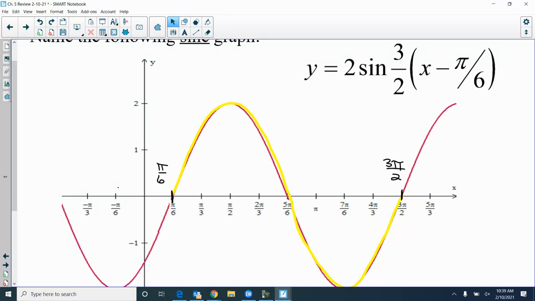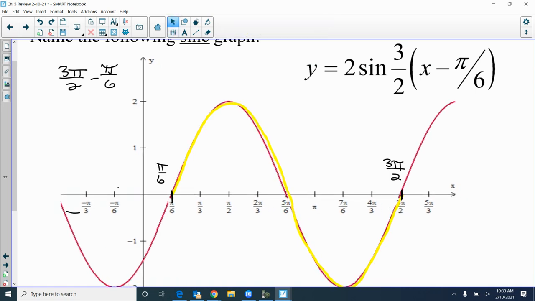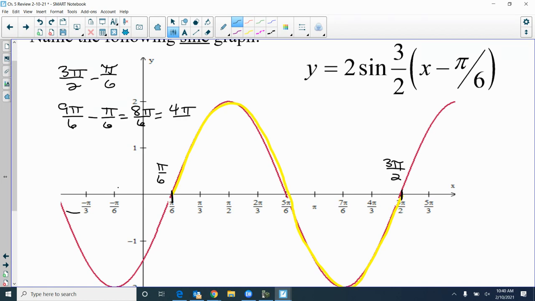What is the period? The period is 3 pi over 2 minus pi over 6. You have to subtract those x values in order to find the period. What do we get when we subtract those? This is 9 pi over 6 minus pi over 6, which is 8 pi over 6, which is 4 pi over 3. So that's the period.